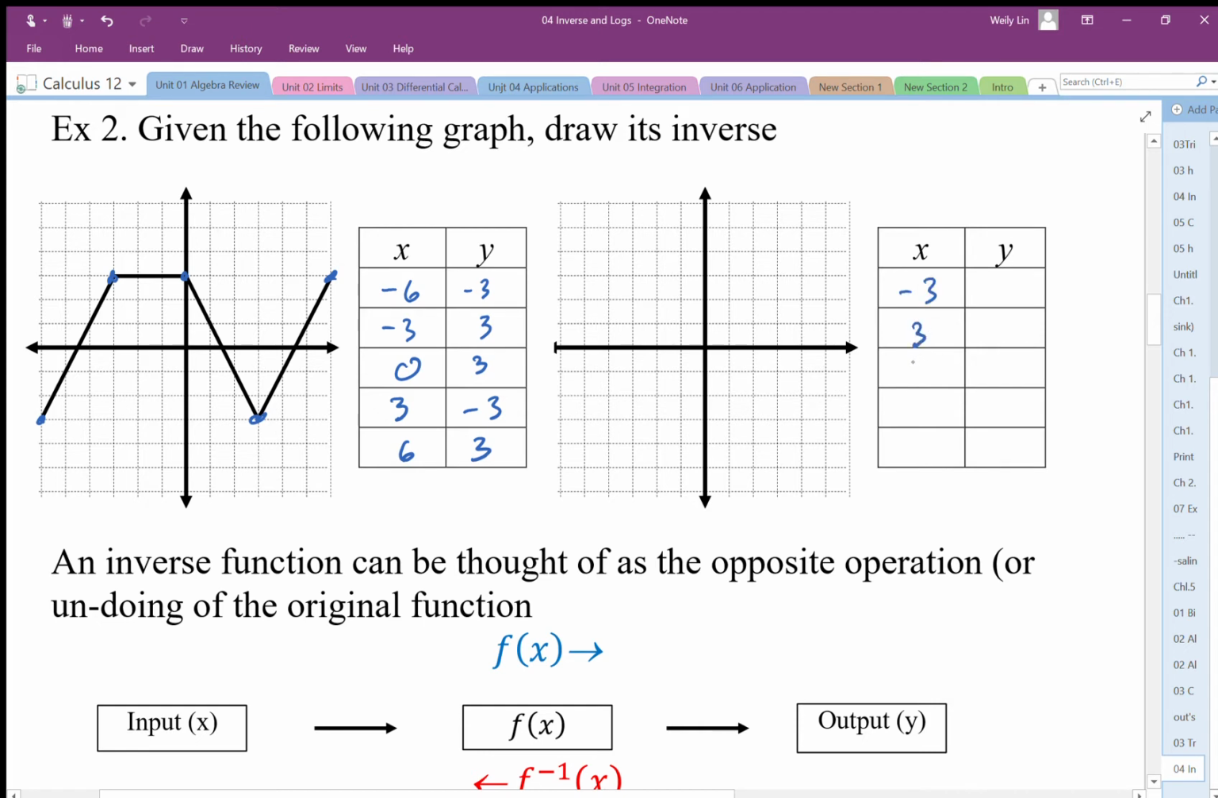So all the y's become x's. All the x's become y's. And when we draw this new inverse graph: (-3, -6), (3, -3), (3, 0), (-3, 3), and (3, 6) up. So we're going to get a graph that looks like this.